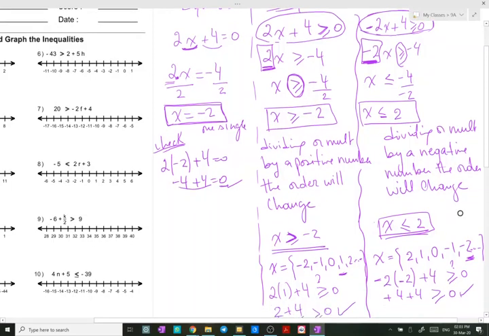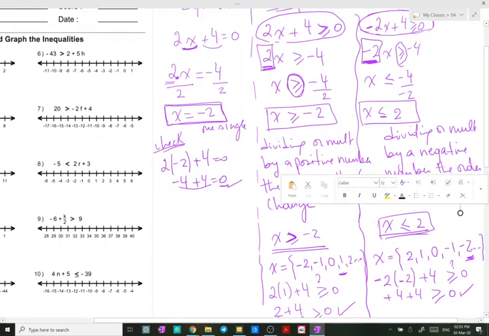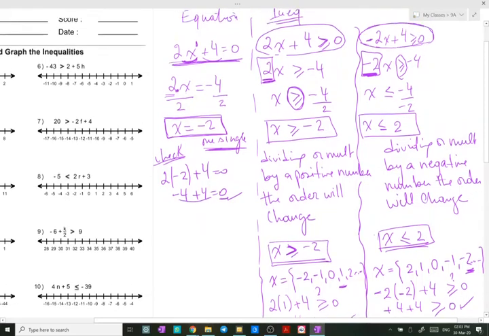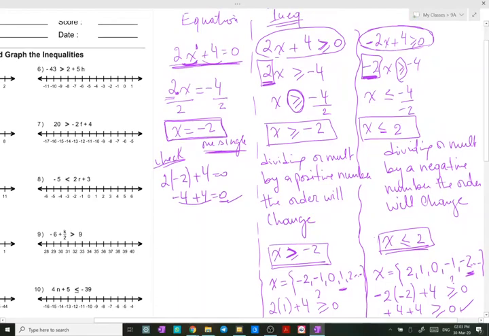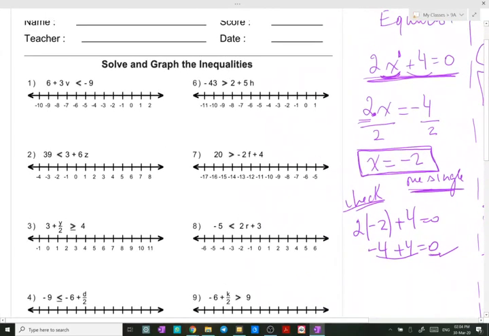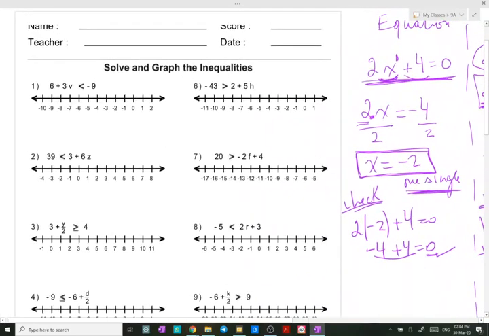So now let us sum up. The equation, because it's linear, meaning degree 1, only has one single answer that will satisfy the equation. For an inequality, you have infinite numbers of solutions that will satisfy the inequality. Let us start with our exercise here. This is a worksheet that you have to solve and graph the inequality.